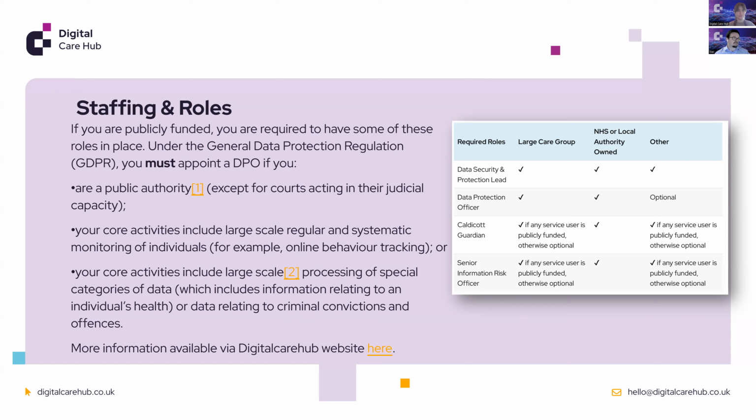And this is quite a wibbly-wobbly definition. The second one is if your core activities include a large-scale, regular, and systematic monitoring of individuals, so for example, online behaviour tracking. Those definitions from the National Data Guardian are quite vague for a reason, because it's up to you to use your judgment to decide, okay, are we actually processing so much data that it becomes a legal problem for us and becomes a bit of a liability. Or if your core activities include large-scale processing of special categories of data. So, for example, health data.